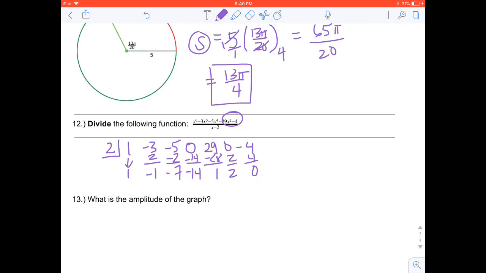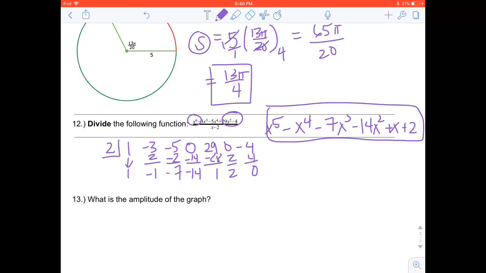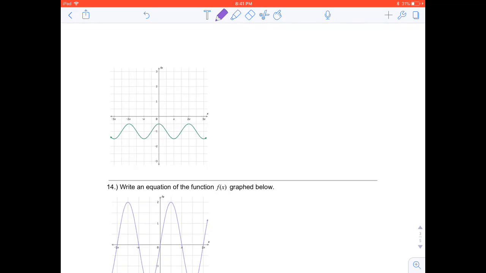So our answer, we have to start 1 degree lower from where we started with. So I'm going to have x to the 5th minus x to the 4th minus 7x cubed minus 14x squared plus x plus 2. And that is our answer here, using synthetic division that is given here.